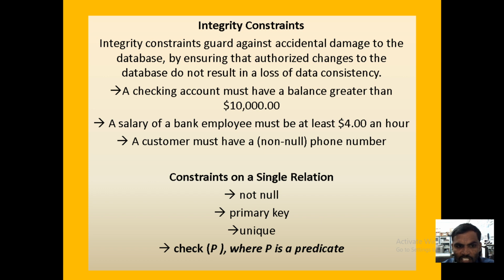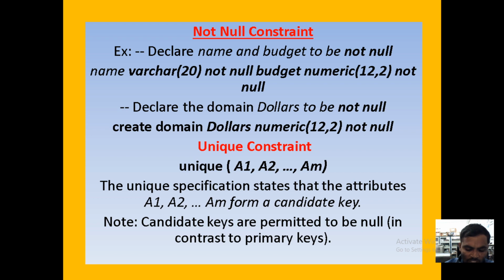The first condition checks that the balance should be greater than 10,000. For the salary of banking employees, hourly they are giving $4. If they work monthly, for 100 hours, that means 100 times $4, which is $400. Now the customer must have a phone number, not null. Every customer must have a phone number. These are the 3 restrictions, or rules and regulations, for your constraints.